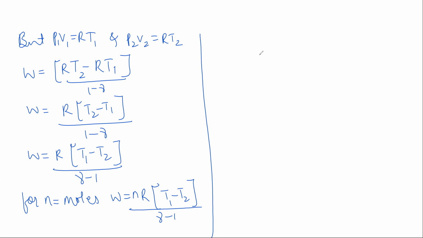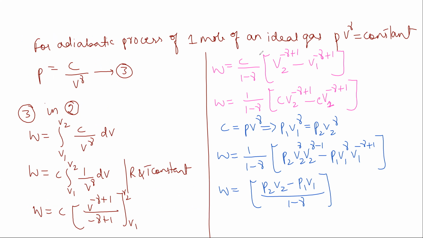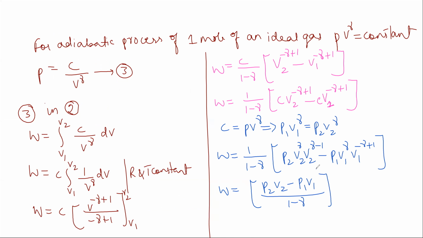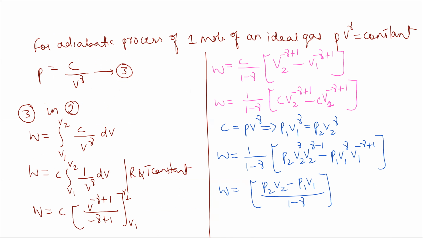So look at what we did. First we considered this diagram in order to derive an expression for an ideal gas. You have to explain this one in your own words. After that, what we did for adiabatic process: for 1 mole of an ideal gas, P is equal to C divided by V raised to gamma.